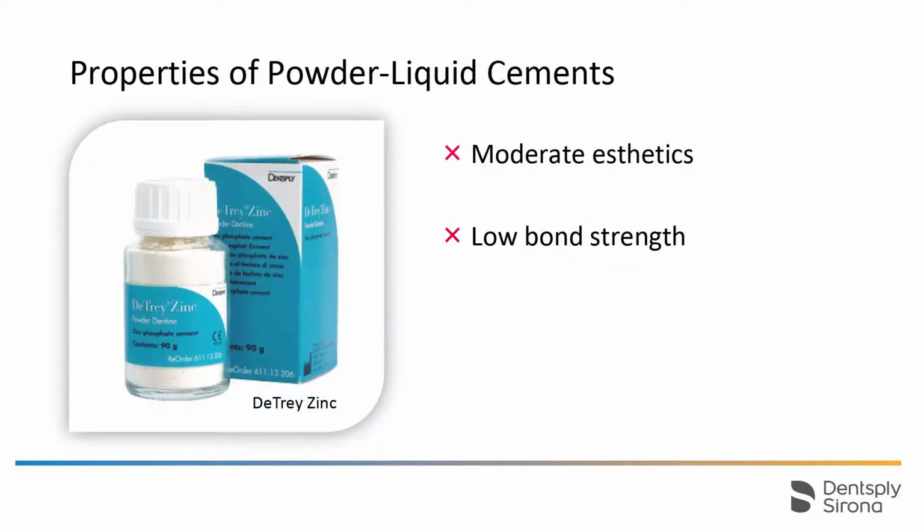What are the advantages and disadvantages of powder liquid cements? Powder liquid cements only have moderate aesthetic properties. They are often only available in a few tooth shades or are simply gray. This can be important in combination with all ceramic restorations, as the cement layer can affect the overall aesthetic impression of the restoration, for example, that of an all-ceramic crown. In addition, powder liquid cements only bond moderately well to the tooth. We will come back to this characteristic again later.